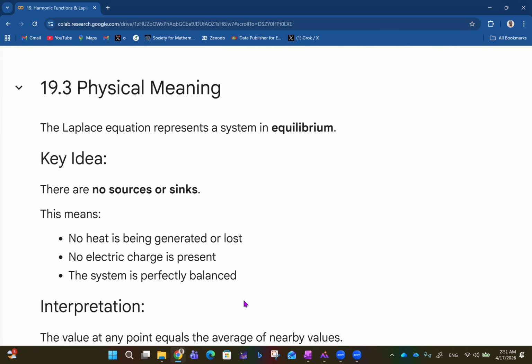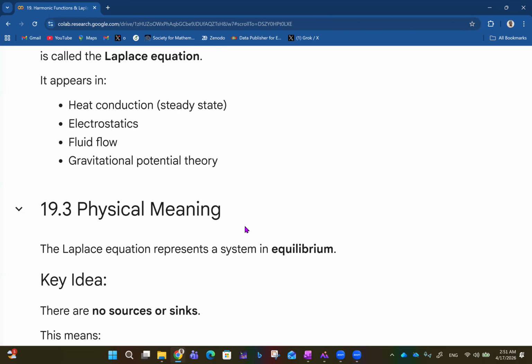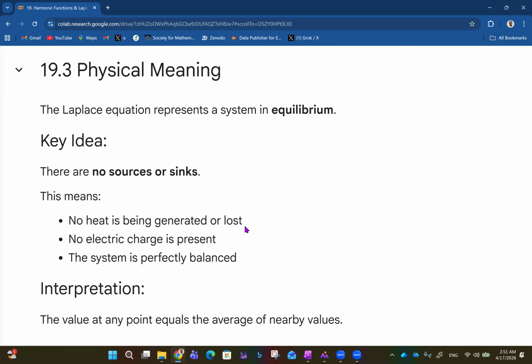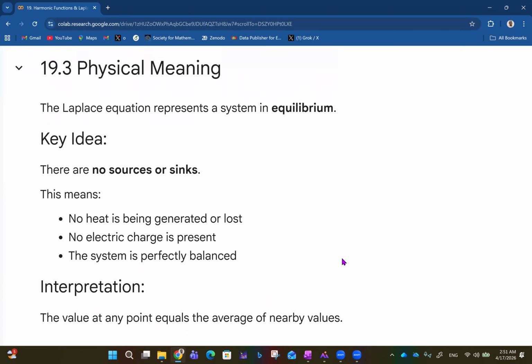So how do we physically interpret it? The Laplace equation represents a system in equilibrium. The key idea is that there are no sources or sinks. This means no heat is being generated or lost in a system, if you're talking about a heat conduction system, or no electric charge is present if you're looking at an electrostatic system, and the system is perfectly balanced. So the interpretation is that the value at any point equals the average of nearby values.